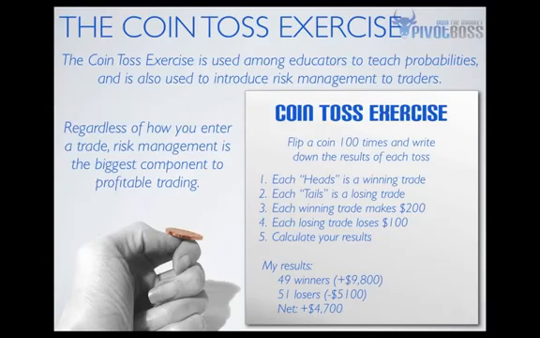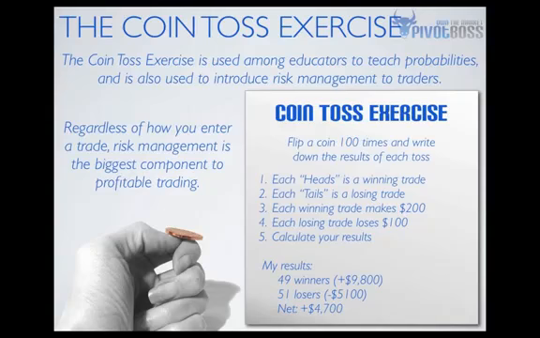Flip a coin 100 times and write down the results of each toss. Each heads is a winning trade. Each tails is a losing trade. Each winning trade makes $200. Each losing trade loses $100. And then tally the results. I did this the other day. I flipped my coin 100 times. I had 49 come up heads and 51 come up tails.